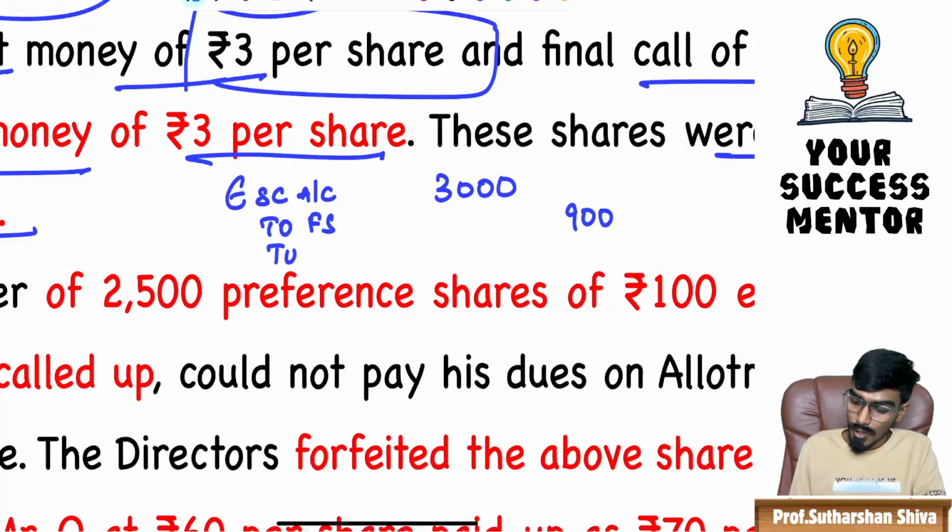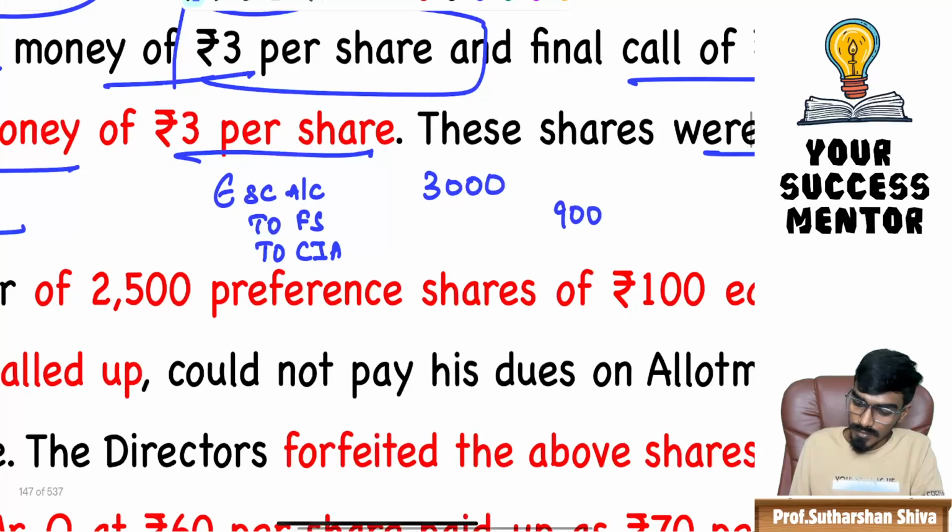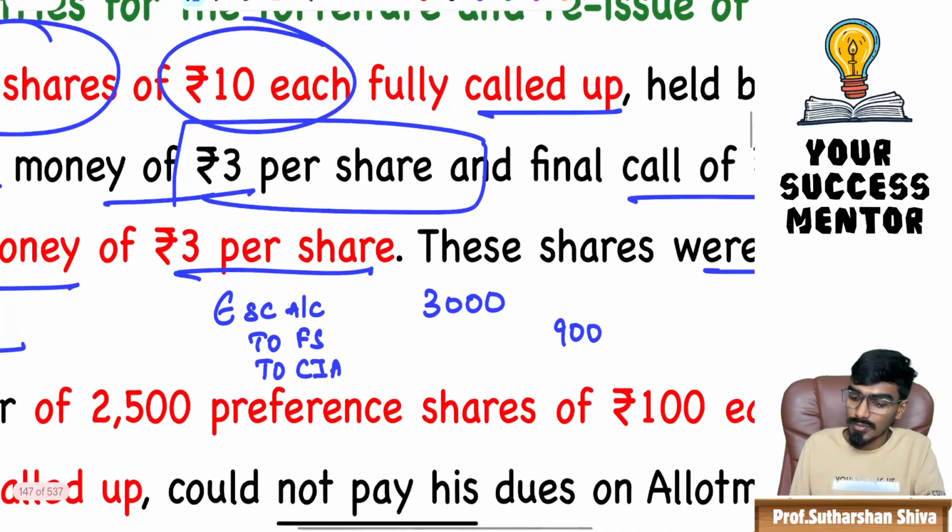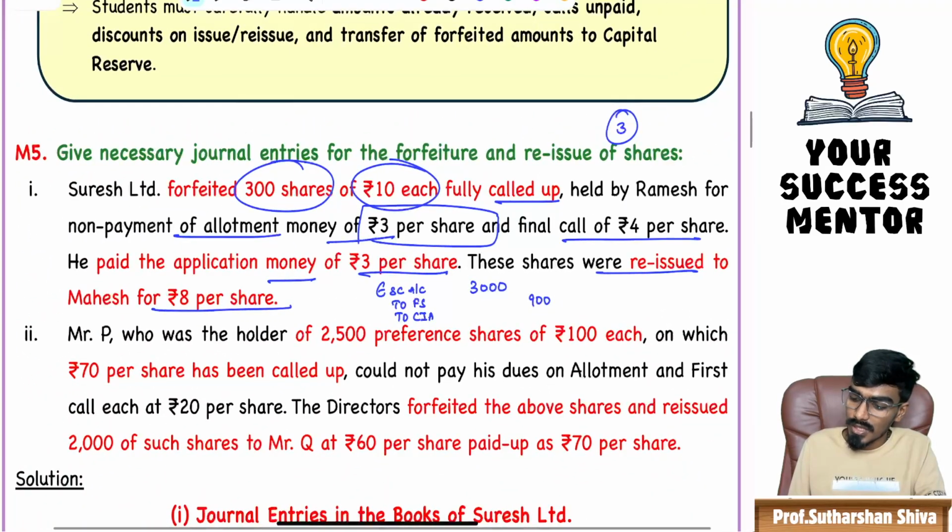Then, how much is yet to be paid? I asked, they are not paying. How much? 300 into 300 into T M plus 300 into 4 M. That's 7 rupees. 3 plus 4 is 7. 7 into 300 is 2100. Yes, sir.